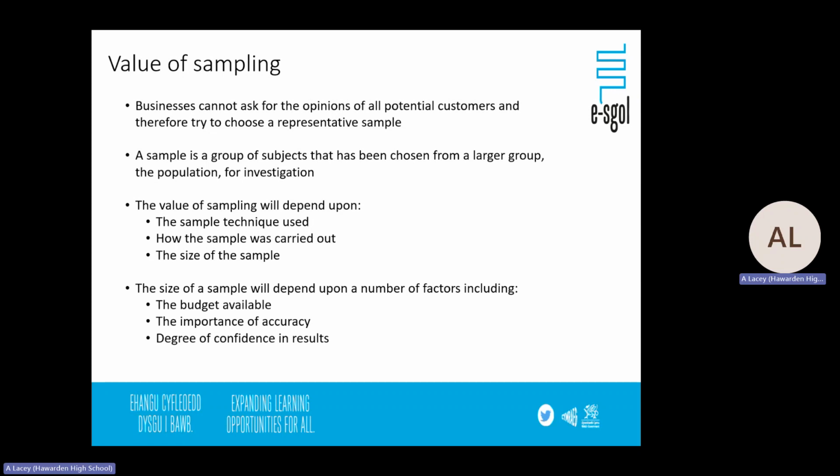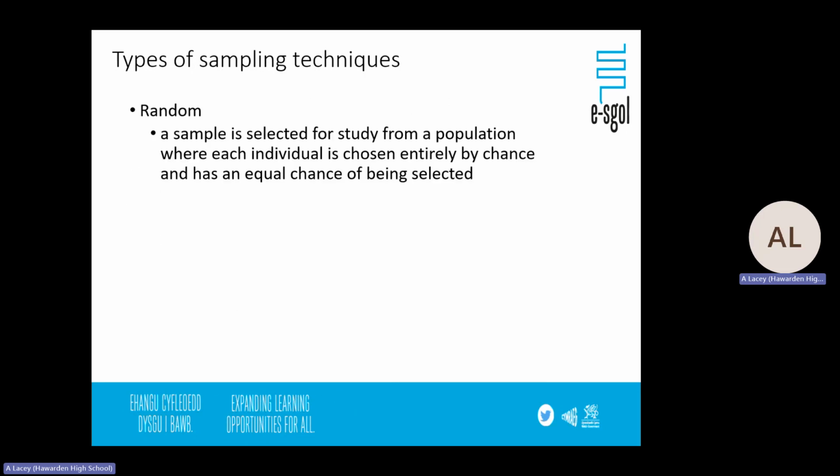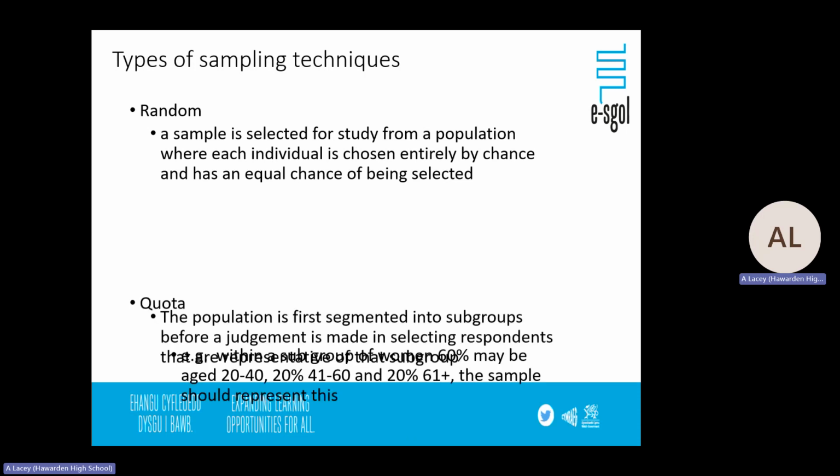Now, the size of the sample will depend on a number of factors, including the budget available, the importance of accuracy, and the degree of confidence in the results. Types of sampling techniques that you've got: random, where a sample is selected for a study from a population where each individual is chosen entirely by chance and there's an equal chance of being selected.